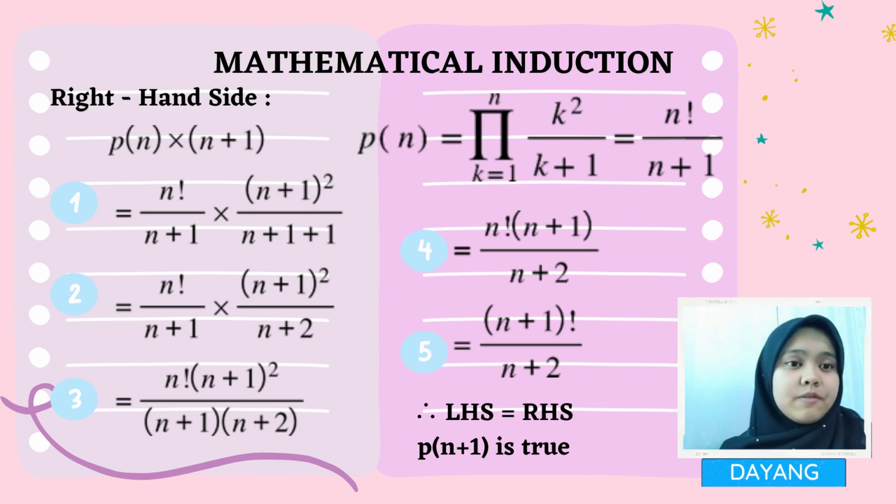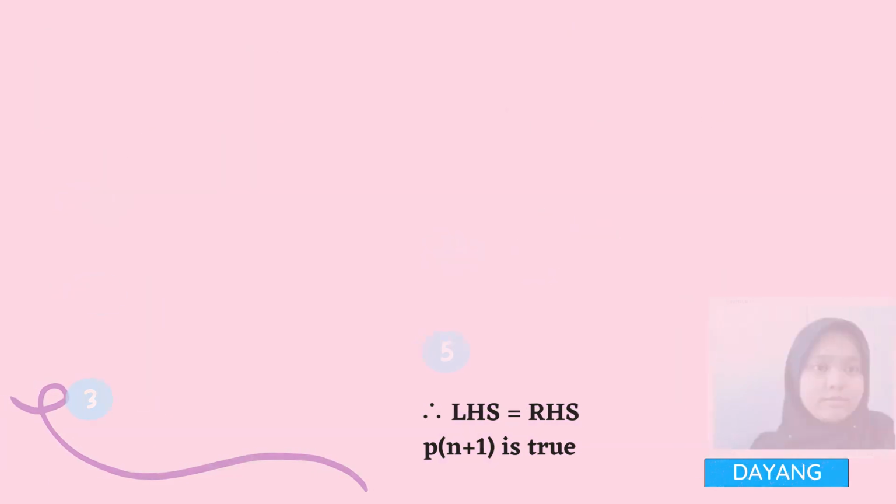At the third equation, we simplify the n plus 1 and we will get n factorial times (n plus 1) over n plus 2, because n factorial times (n plus 1) is actually equal to (n plus 1) factorial. So left hand side and right hand side are equal. So Pn plus 1 is proven.